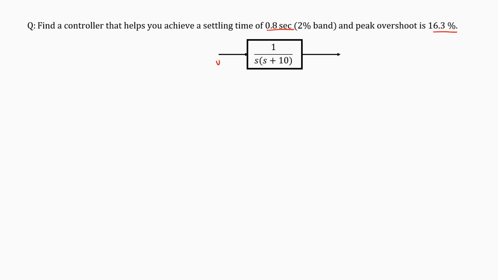In general, if you give a step input here, there is no guarantee that this is going to happen and you can check this on your own using simulation that this will never happen for this transfer function directly. So, we will have to do something. And what are we going to do?